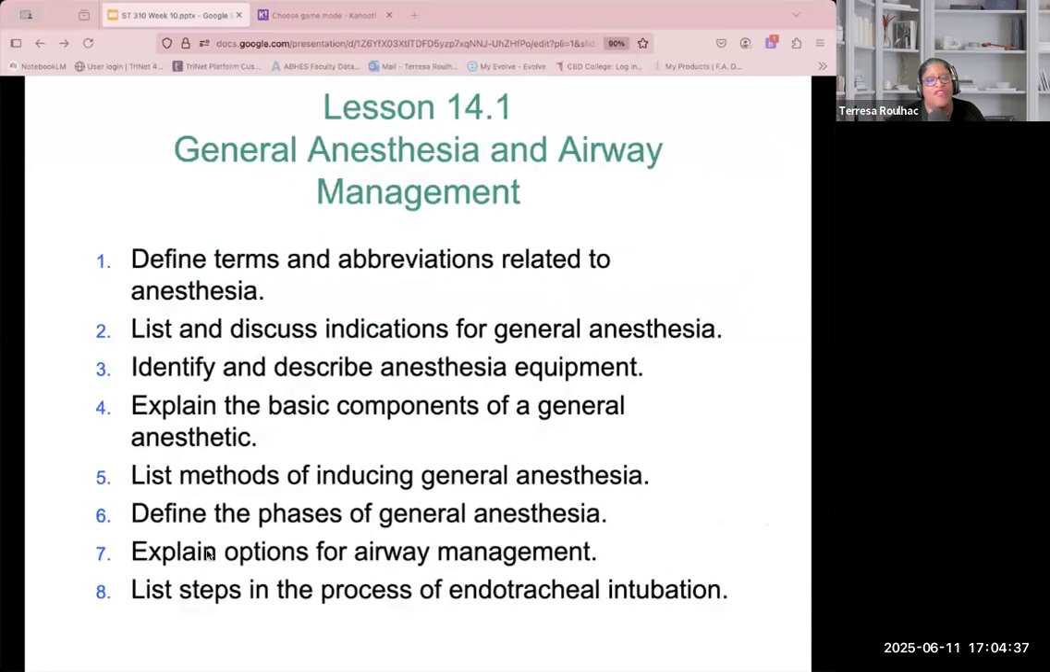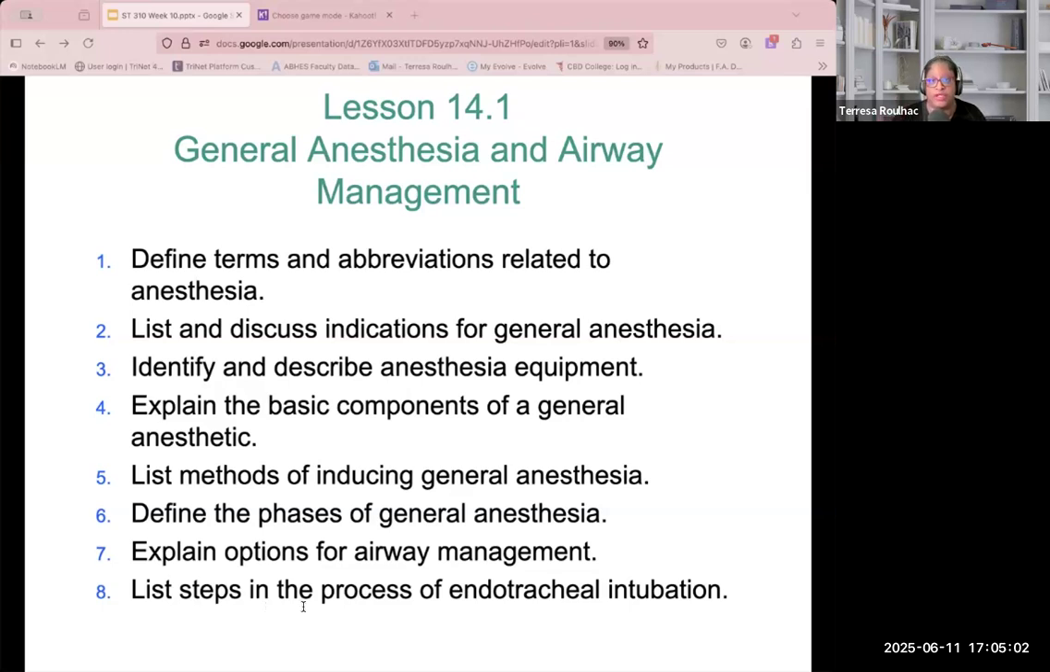All right. Now for tonight's learning objectives. This is weird. This is almost like coming full circle, right? Because this is the last group of learning objectives for now for us. So we have to look at abbreviations related to anesthesia. We're going to list and discuss indications for why we give general anesthesia. We're going to look at the equipment.